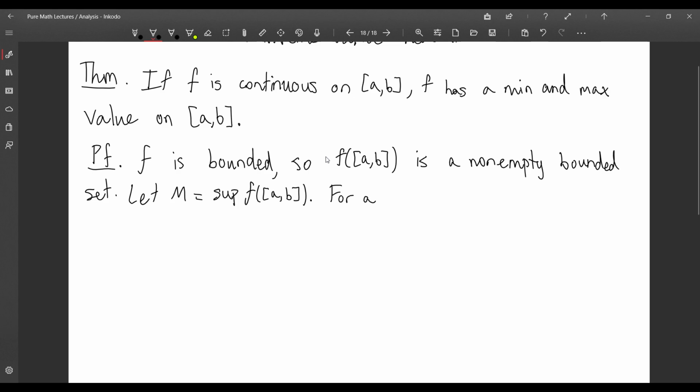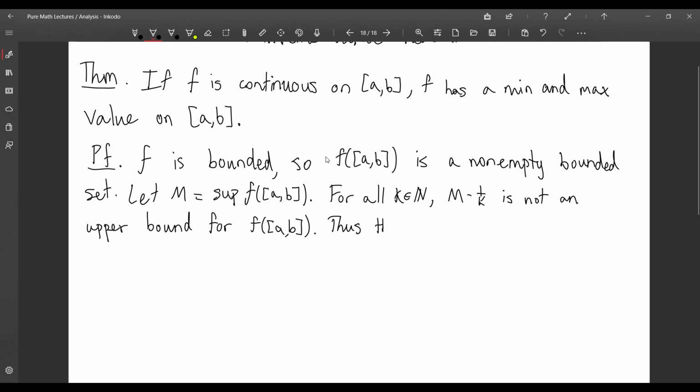Then for all k, so for all natural numbers, M minus 1 over k is less than M, so it is not an upper bound for f of A to B. Thus, there is a corresponding x sub k in the interval A to B such that M minus 1 over k is less than f of x sub k, and this is less than or equal to big M, right?